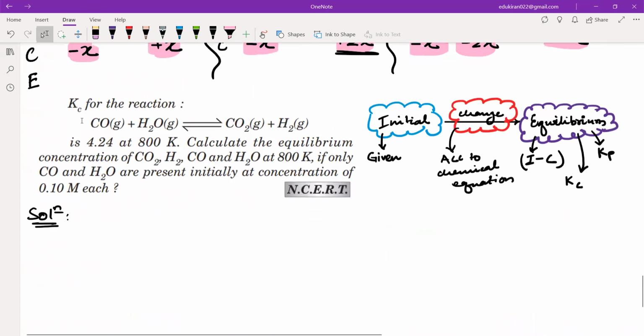For the change, you have to keep your focus. For the change, you will look at the chemical equation. You do not have to go here and there. The chemical equation will give you the change. The chemical equation is going to give you the change.